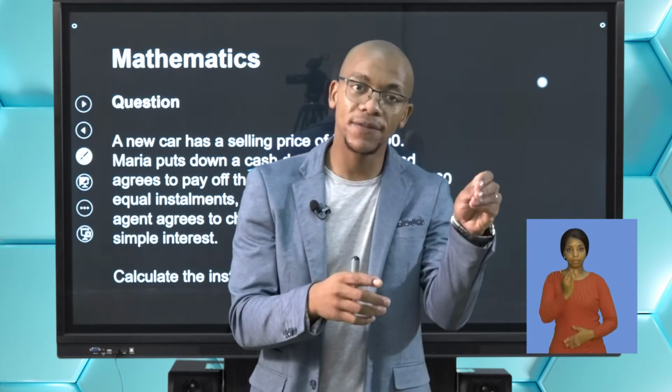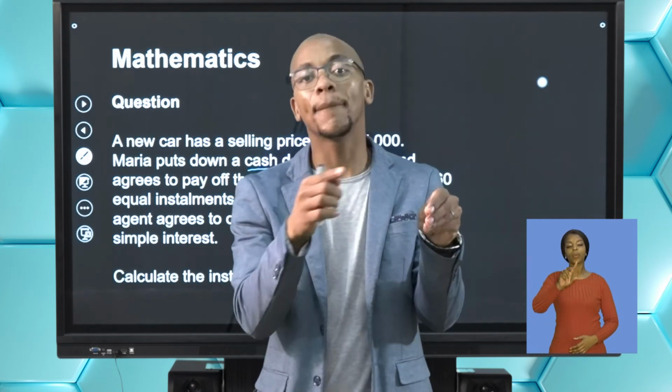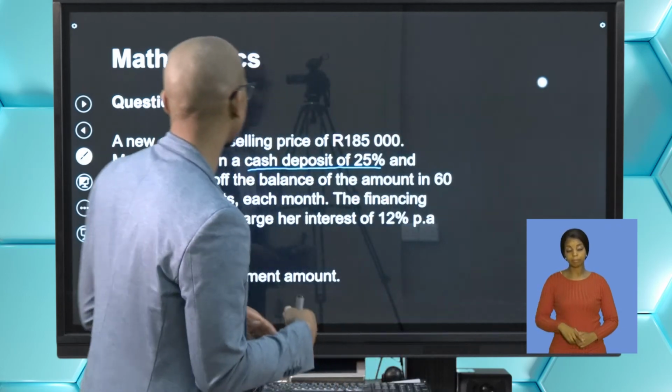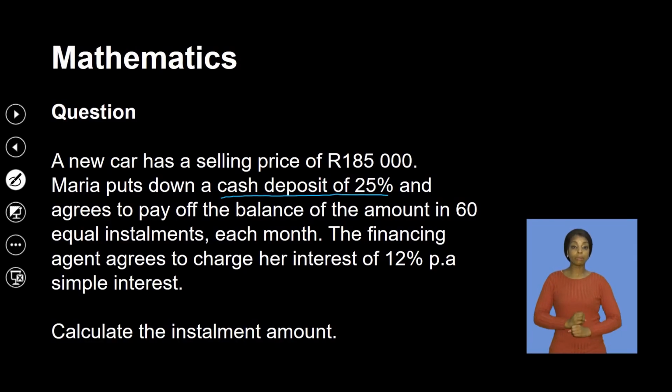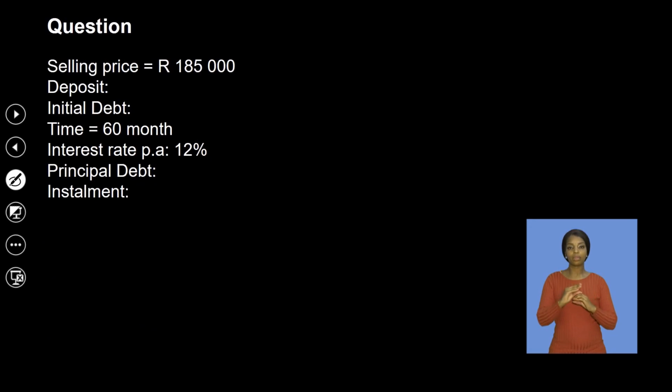So 185,000 minus the 25% of it. And that will be the principal debt there. And then she agrees to pay off the balance in 60 equal installments each month. So already we know that this means 5 years, right? So that means 5 years. And then the financing agent agrees to charge an interest of 12% per annum, simple interest. They want us to calculate the installment amount. So let's look at that quickly.